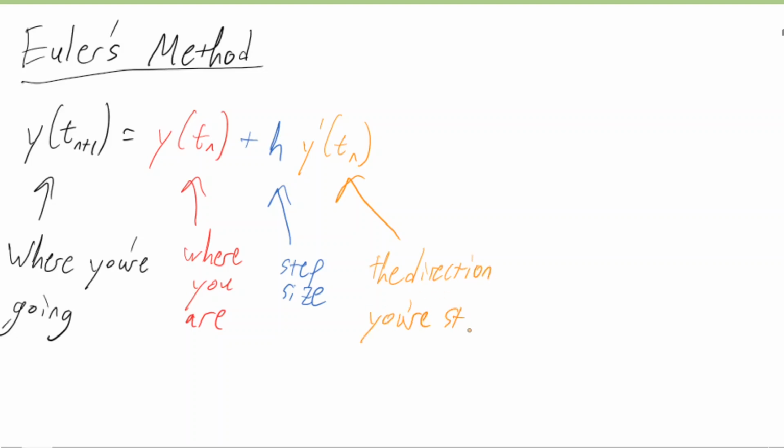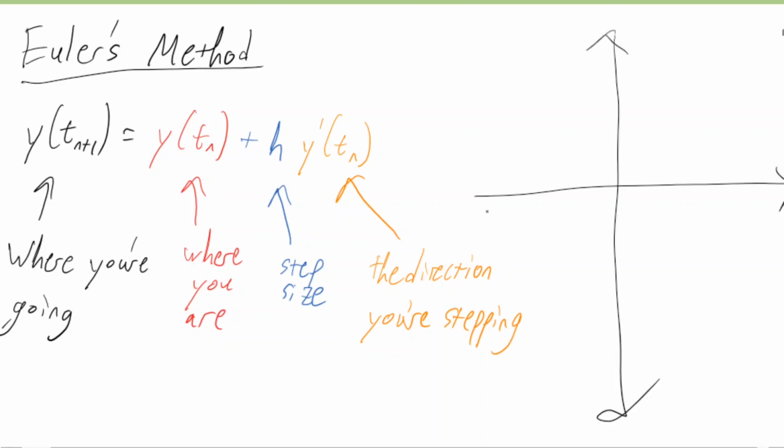So it's pretty intuitive that where you're going is equal to where you are plus the step size that you're taking times the direction you're stepping in. So you could probably visualize this just by standing up and taking steps and twisting around and taking another step. So that's the basis to Euler's method.